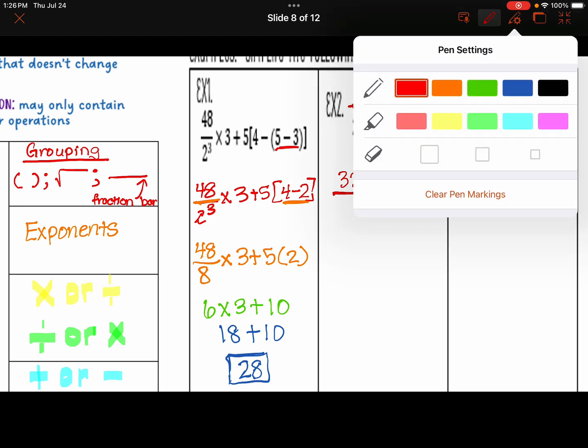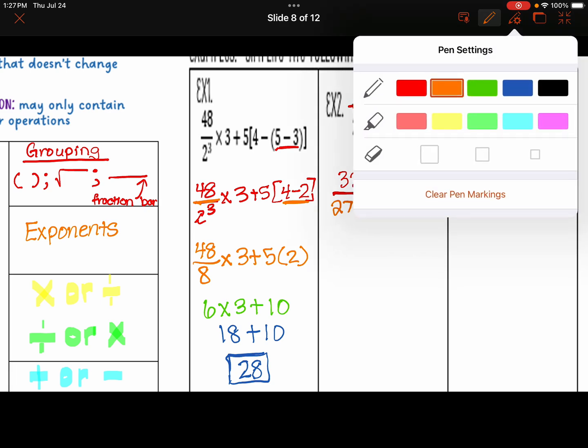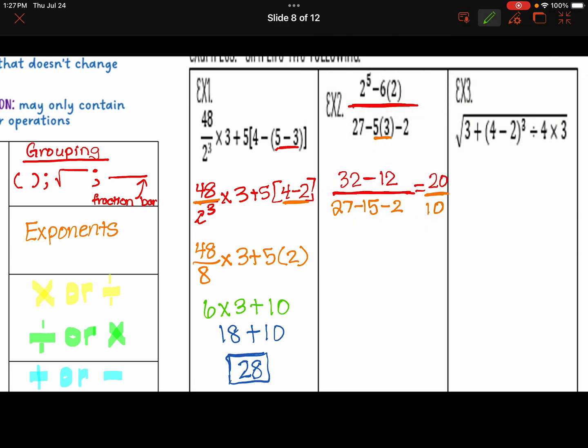All right, now I need to simplify the denominator. So for the denominator, I see multiplication. So I've got 27 minus 15 minus 2. And so now I just have a big subtraction problem. 27 minus 15 is 12. 12 minus 2 is 10. And then last but not least on this, I'm going to go ahead and divide. 20 divided by 10 is 2. So this expression simplifies down to the constant 2.